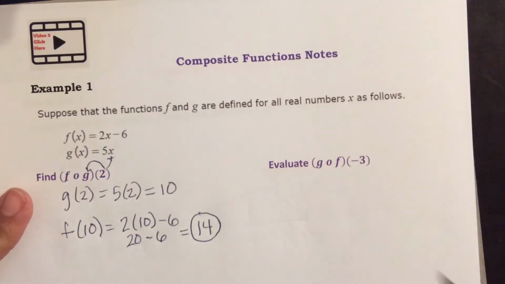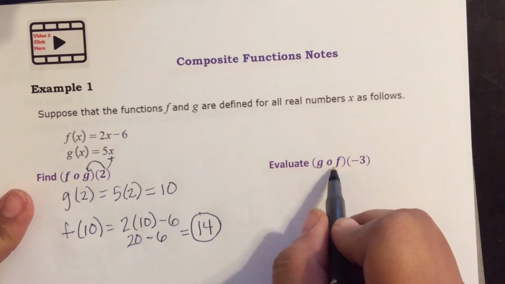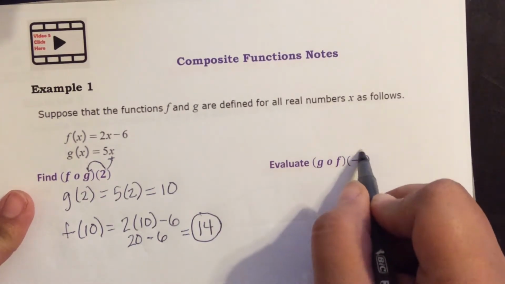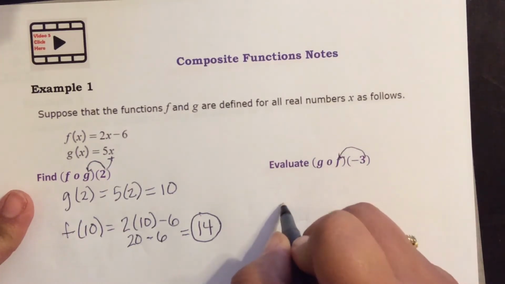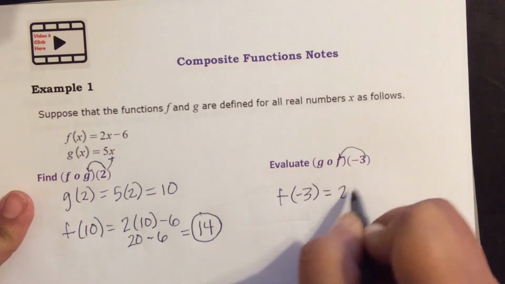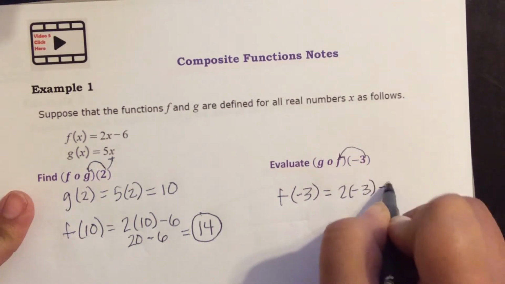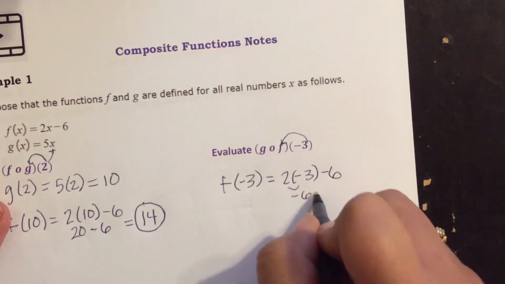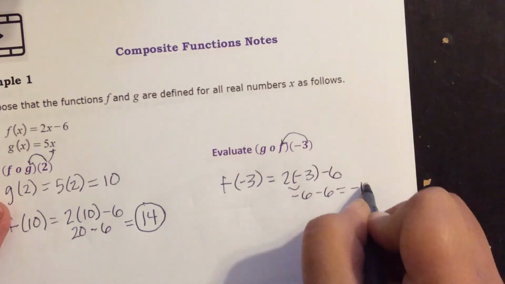Okay, now the g composed of f of negative 3. So that means you're going to plug in the negative 3 into the f. So you have f of negative 3, which is equal to 2 times negative 3 minus 6. Again, you can use the calculator. So this is negative 6 minus 6, which is negative 12.